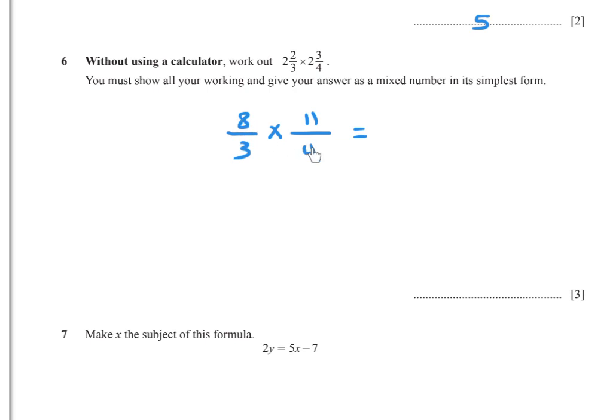4 and 8 we can divide by 4. 4 divided by 4 equals 1, 8 divided by 4 equals 2. Now multiply the numerators together: 2 times 11 equals 22. Multiply the denominators: 3 times 1 equals 3. 22 is not divisible by 3. 21 divided by 3 equals 7 with 1 remainder. So 7 and 1 over 3 as a mixed number in its simplest form.